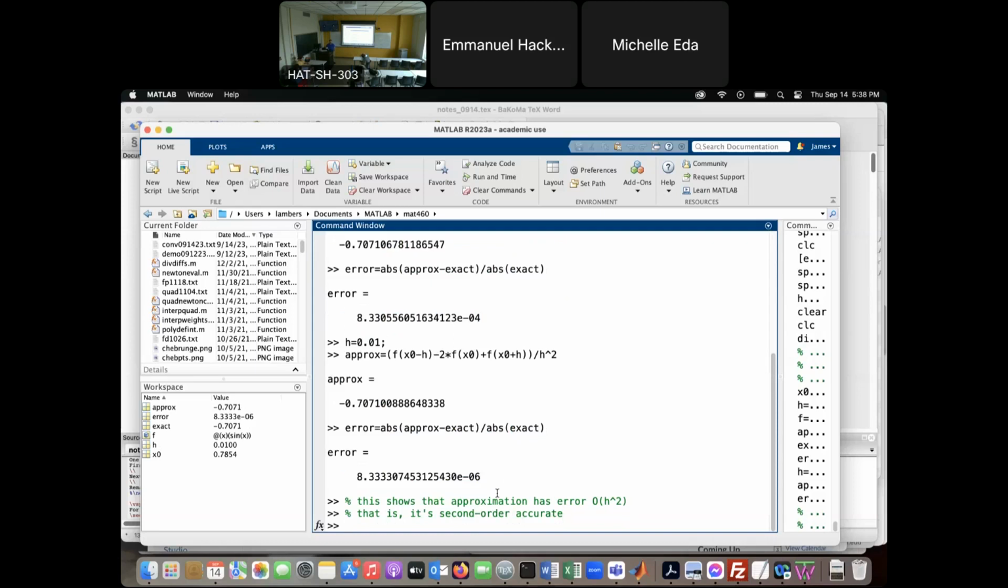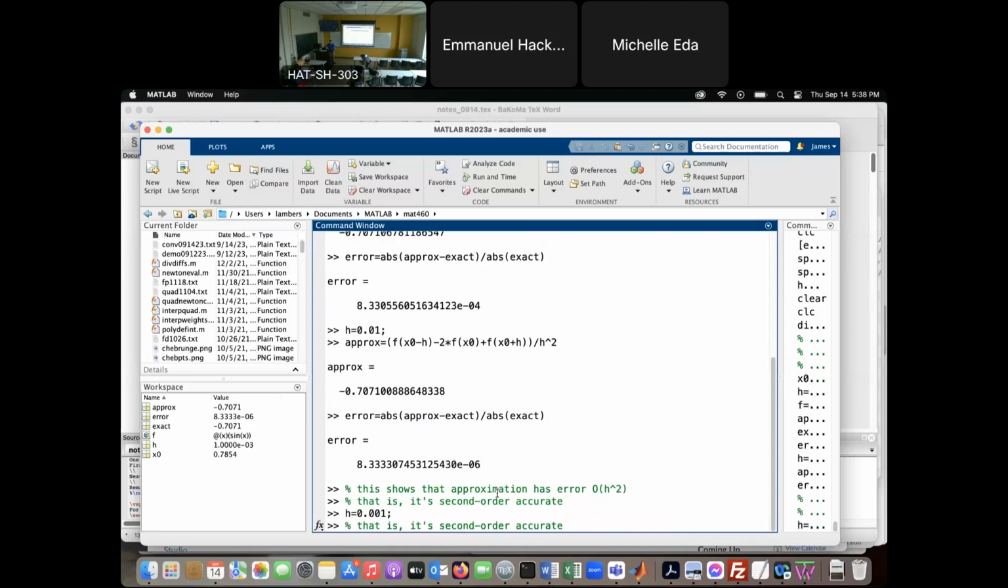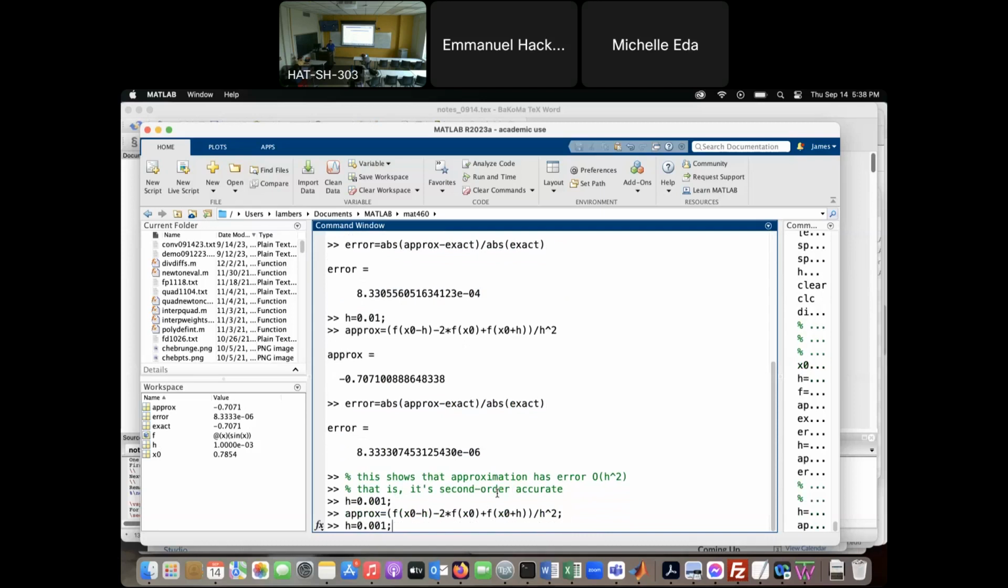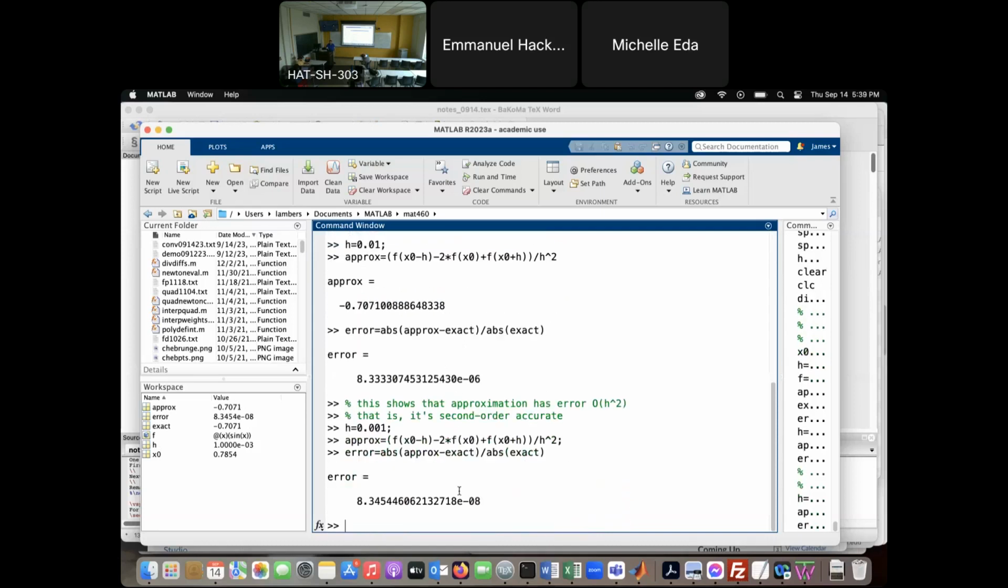So if we were to continue this, let h get even smaller, like 0.001, then I would expect the approximation error to be on the order of 10 to the minus 8. And it does. So thinking, okay, why not just keep going? All right, let's try 10 to the minus 5.